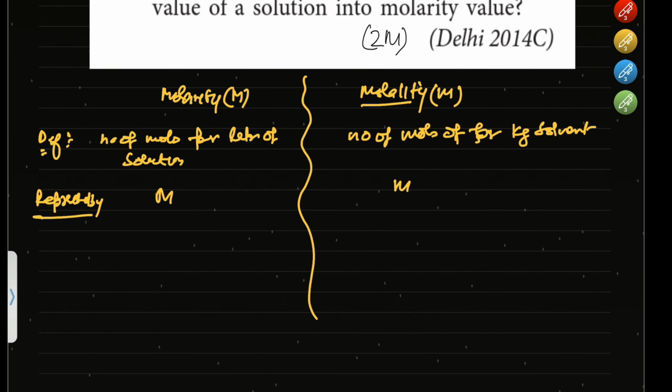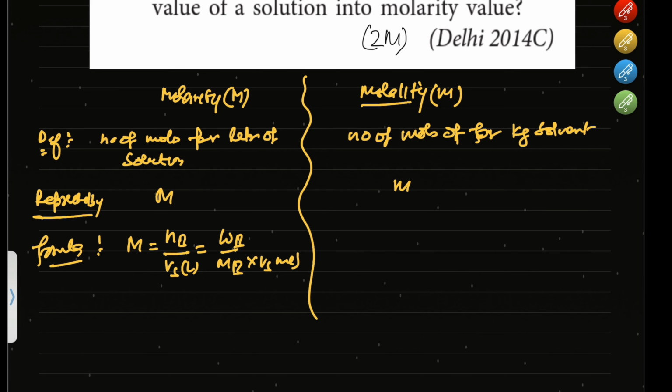Molarity is represented by capital M and molality is represented by small m. Formula: capital M is equal to moles of solute upon volume of solution in liter, or weight of solute upon molar mass of solute, or volume of solution in ml. Then we have to multiply the whole formula by 1000.